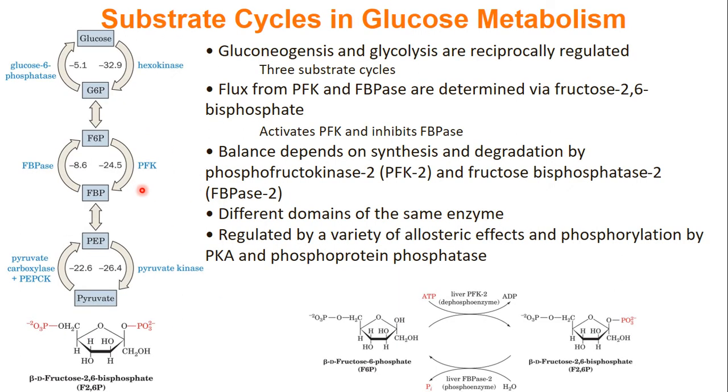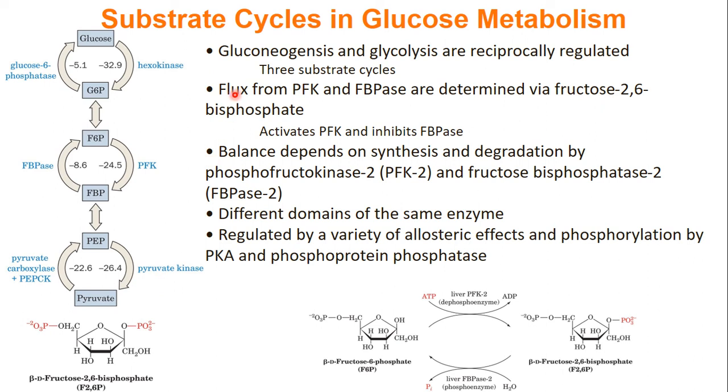Now, since we're losing 4 ATPs if this cycle just runs in a futile way, we don't want that to happen. So gluconeogenesis and glycolysis are reciprocally regulated, which means you turn one on while turning the other one off. This happens at 3 key points, 3 substrate cycles that we already just talked about.